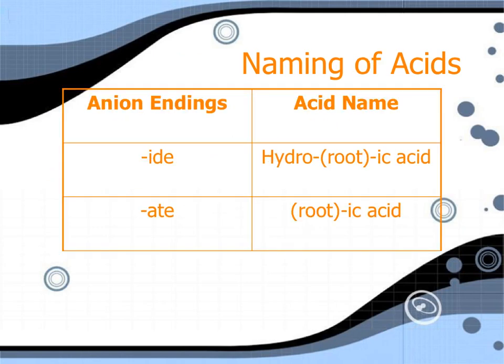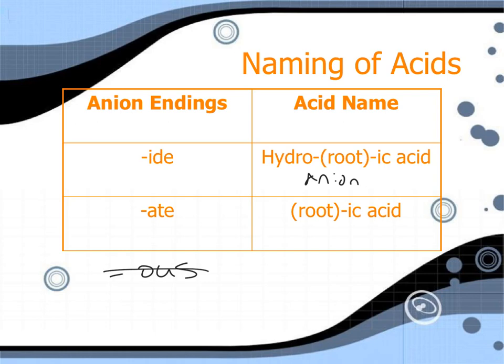This chart has two anion endings. Yours on the back of the periodic table has three. The one on the back has an OUS ending as well, but we are not going to worry about that. These are the two that we're going to work with most of the time. If the anion is an IDE ending, then you write out hydro, the root or the stem of the anion, and then add an IC on the end.